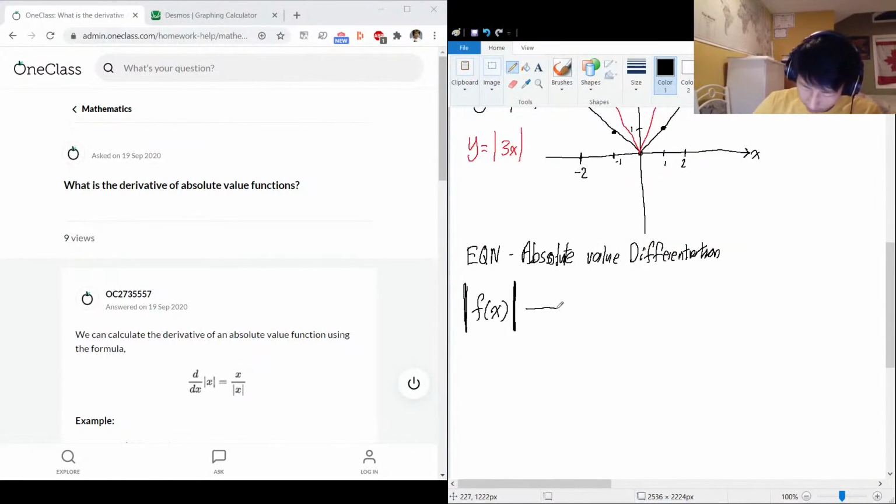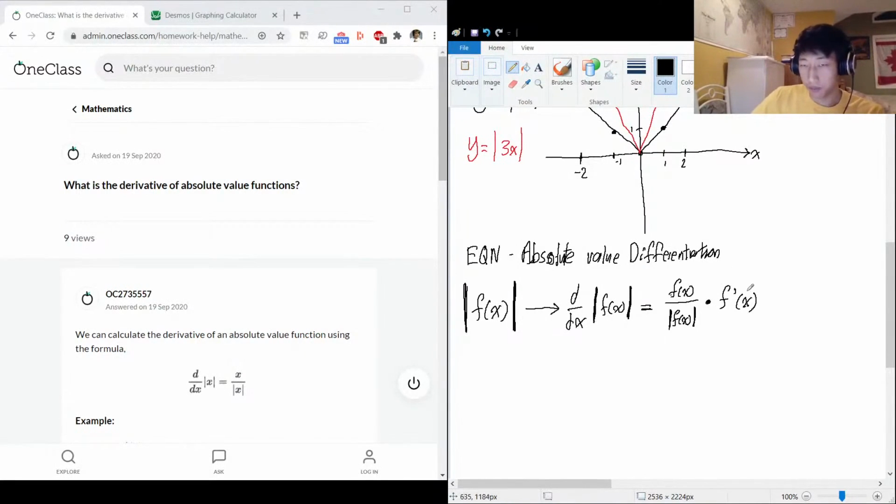So the derivative of this, d over dx of the absolute value of f of x, is equal to the inside on the top, f of x, divided by the inside on the bottom, but that remains in the absolute value. All of this is multiplied by the derivative of the inside. Sounds good? This is our formula for the derivative of absolute value. Keep that handy.